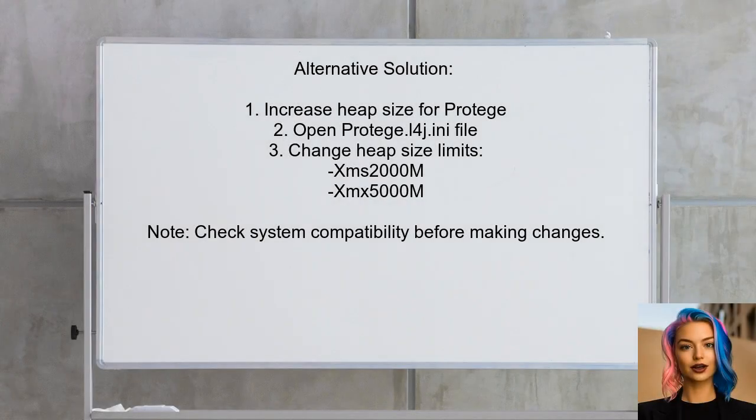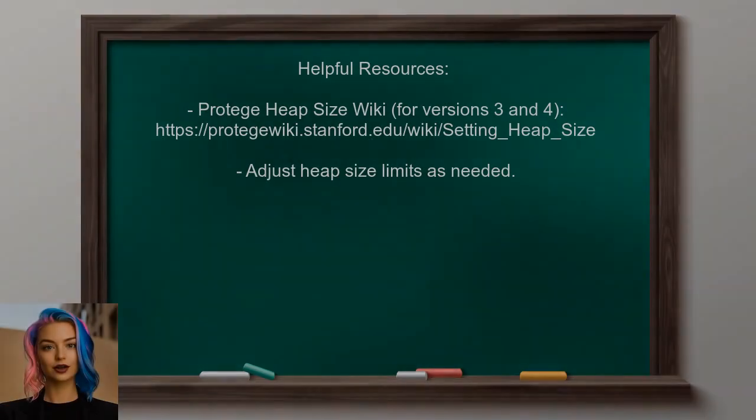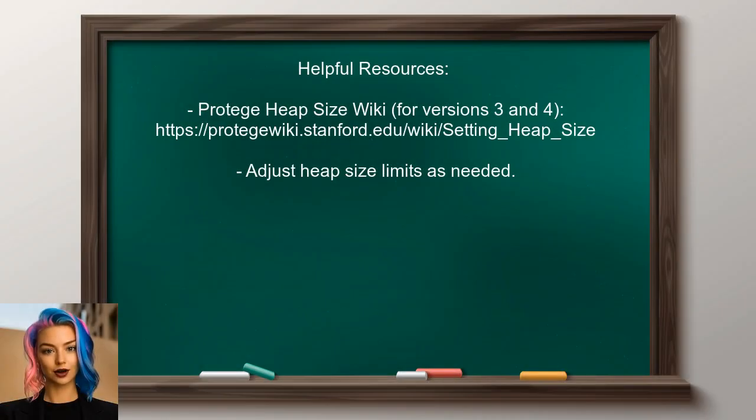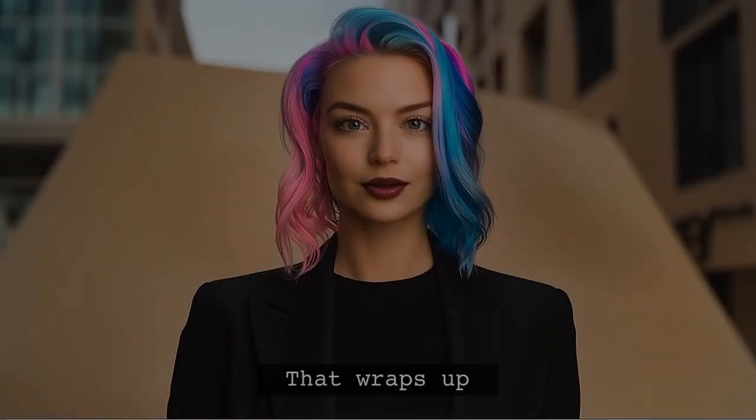An alternative solution from a user named Amelie Spark suggests enlarging the heap size for Protege. They experienced similar issues with the SPARQL Query tab and found that updating plugins didn't help. Instead, they recommend adjusting the heap size limits in the protege.l4j.ini file. Amelie Spark also mentions that there is a wiki for earlier versions of Protege, but not for version 5. They figured out the heap size adjustment themselves and hope this helps others facing the same issue. That wraps up that answer.